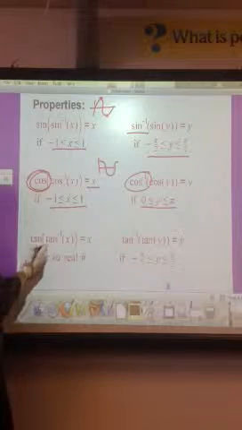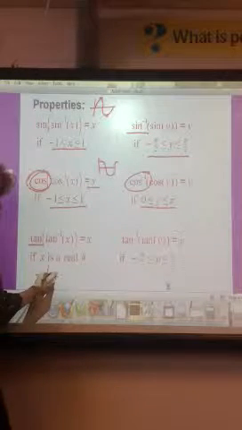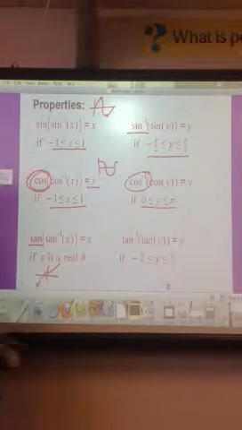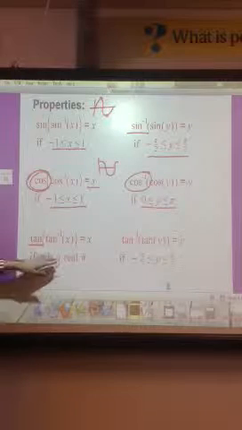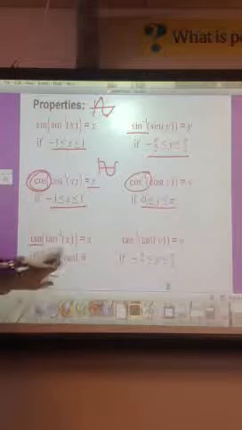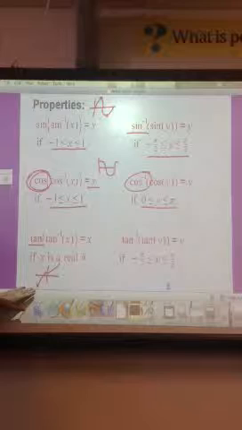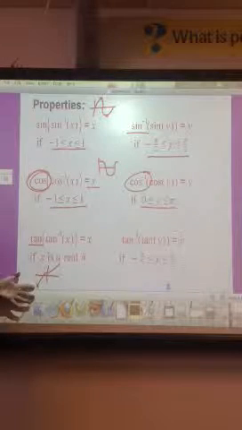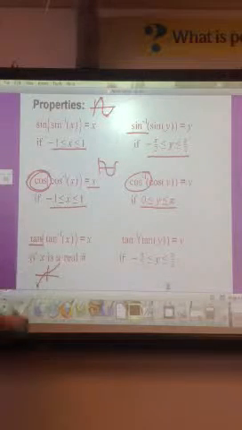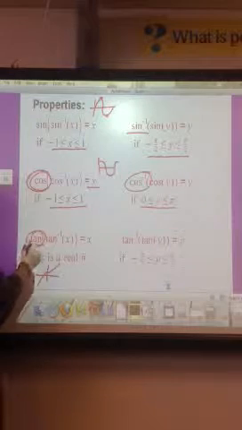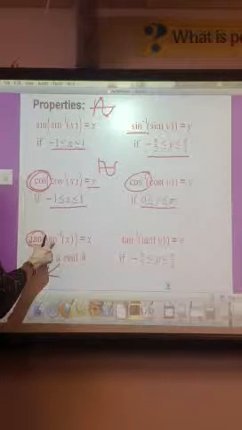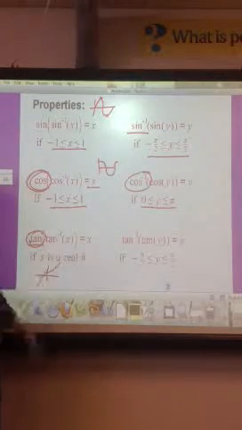Now, tangent version. Tangent looks like this, doesn't it? It goes up forever, down forever. So, what's the height that you reach? Well, it goes on for infinity and negative infinity. So, everything works when you've got a tangent on the outside. When you have a tangent on the outside, tangent and tangent inverse cancel each other out, and your answer is just x.